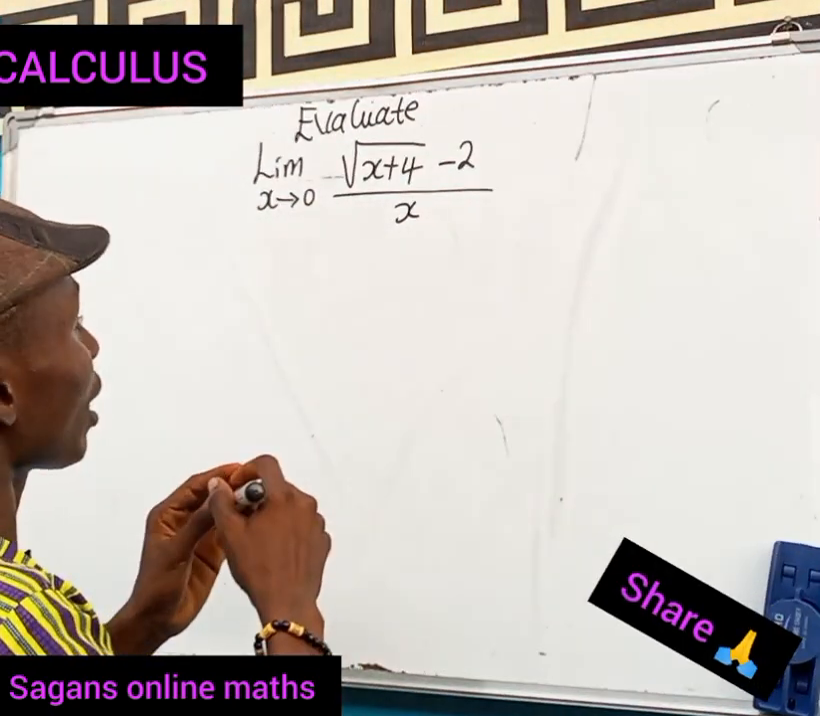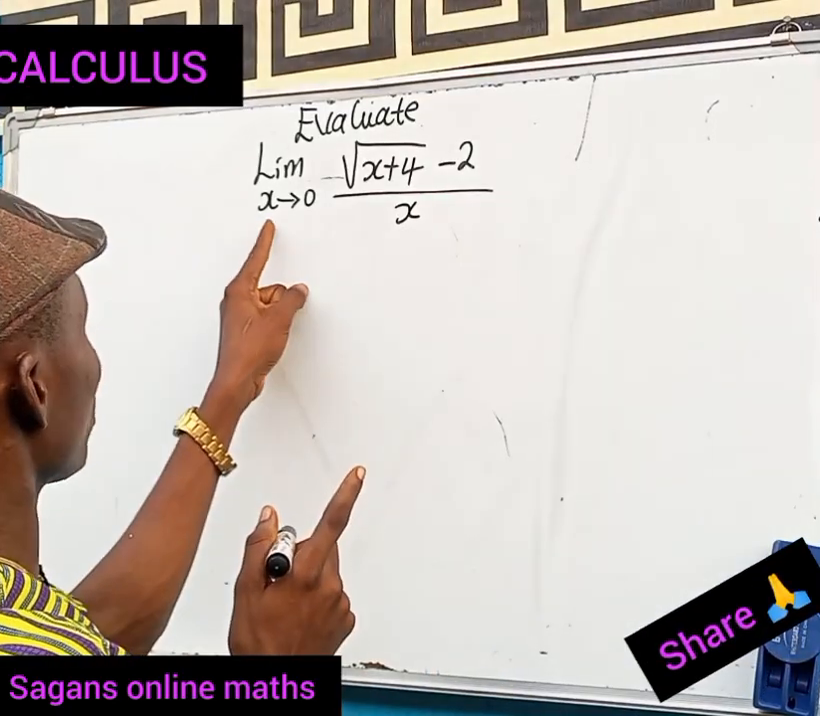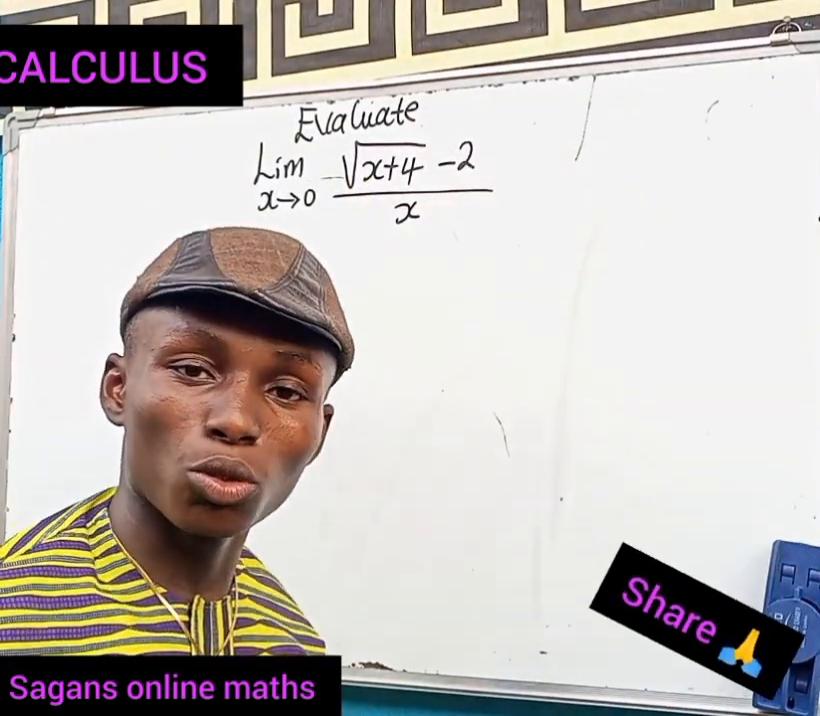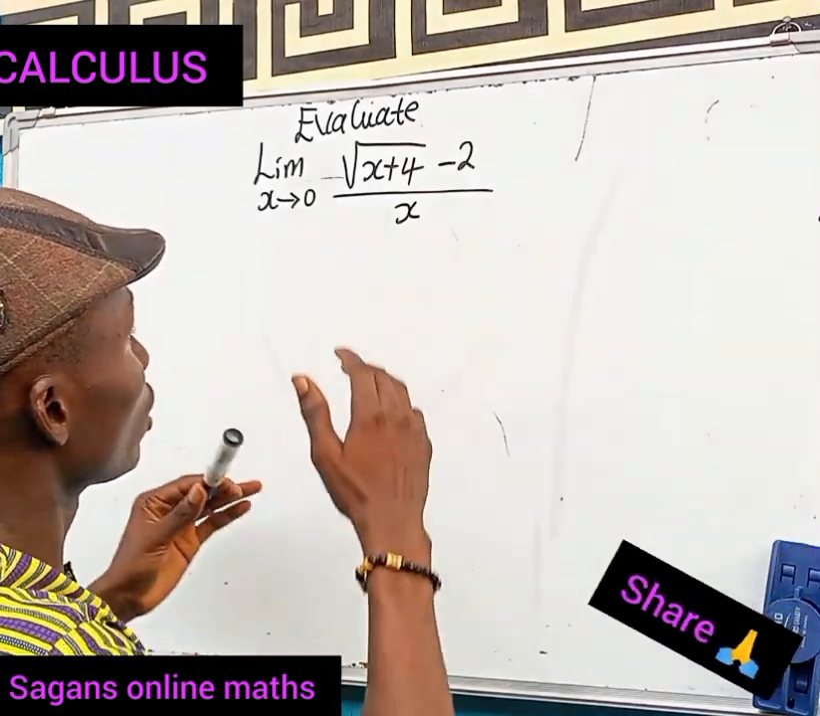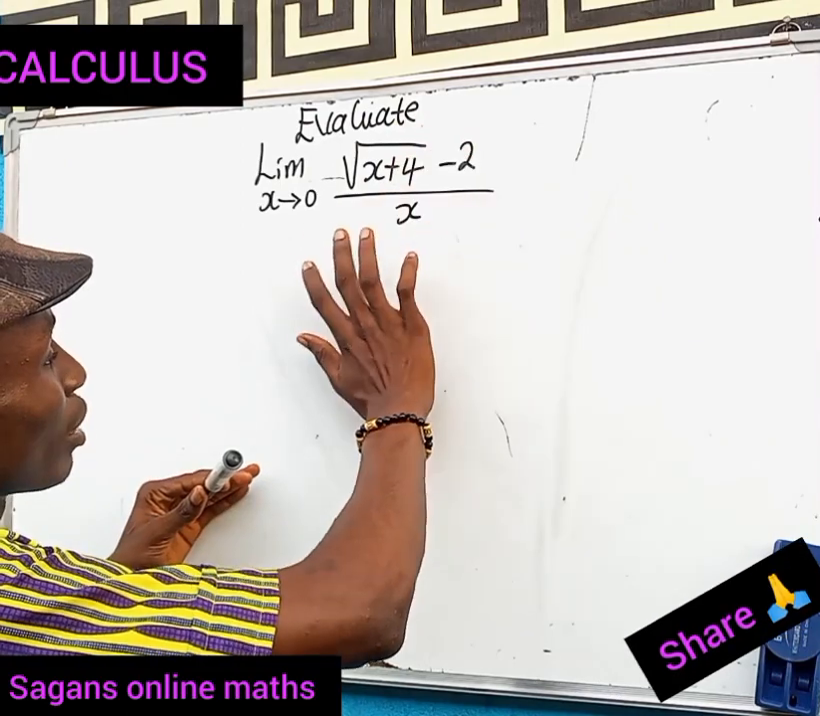Please, because I know that most students will rush. Since they know that x tends to 0, they go and put 0, and you have an undefined value. So what are you going to do first? Since our numerator is the square root of x plus 4 minus 2, and our denominator is x.